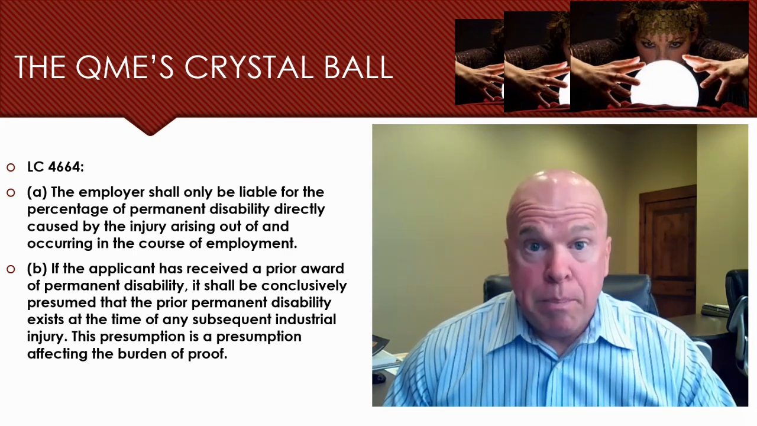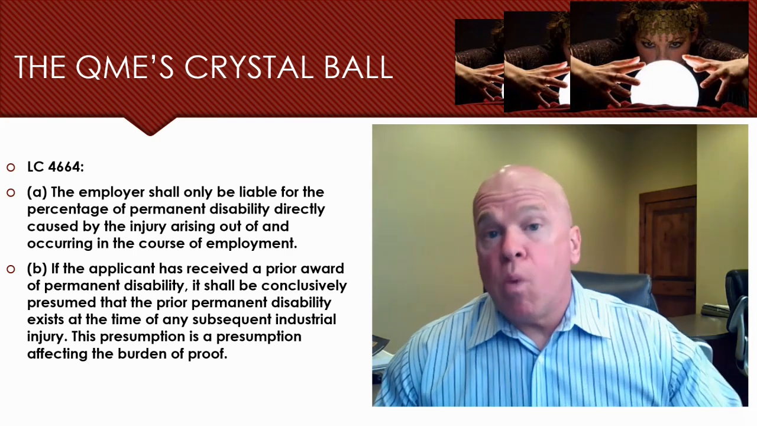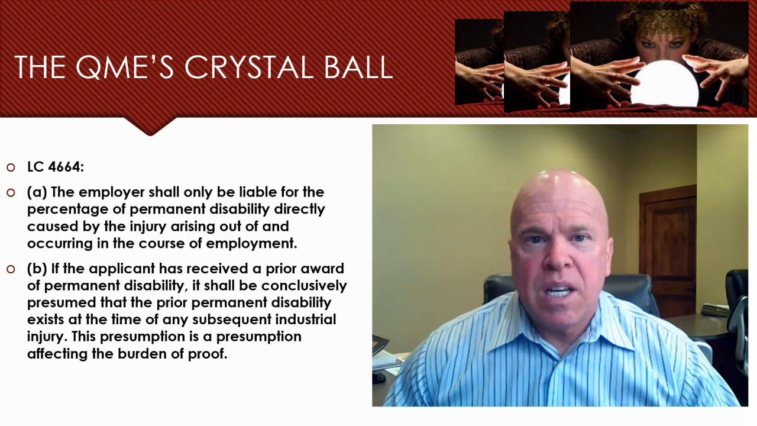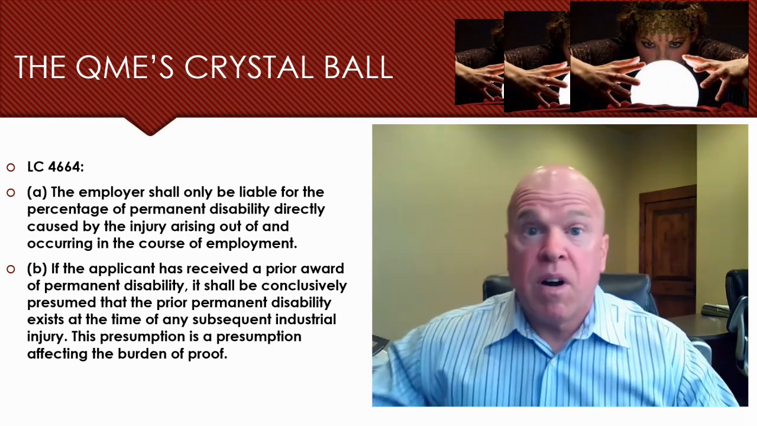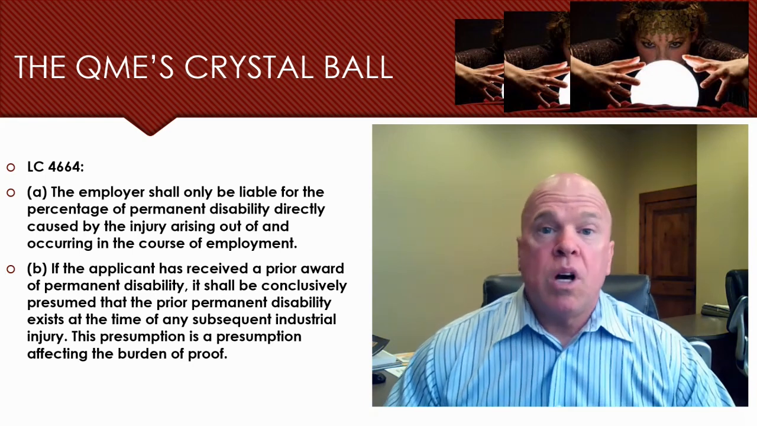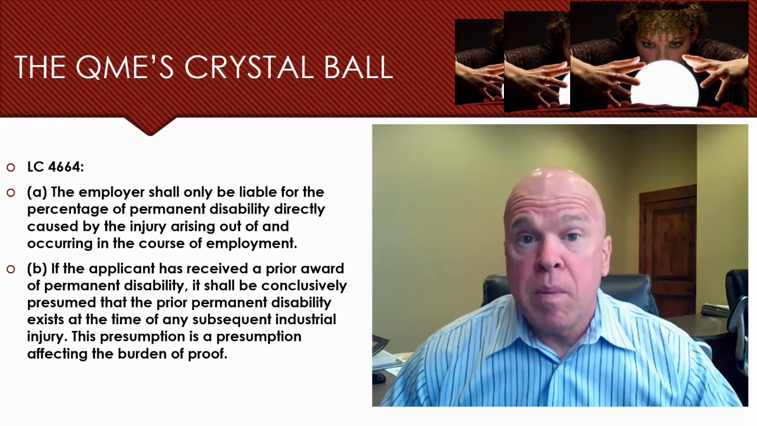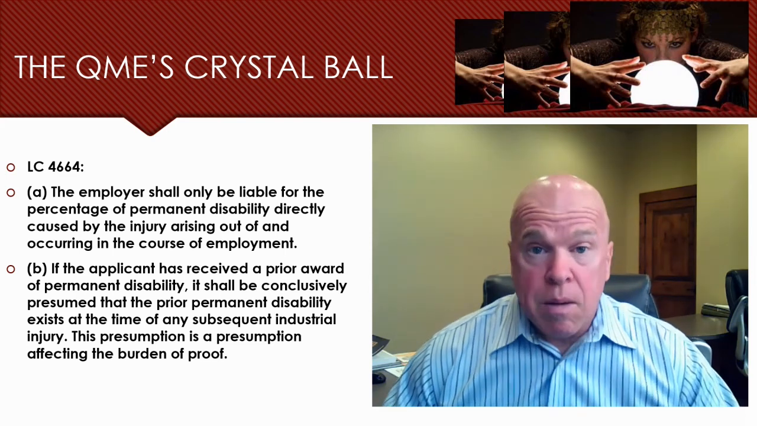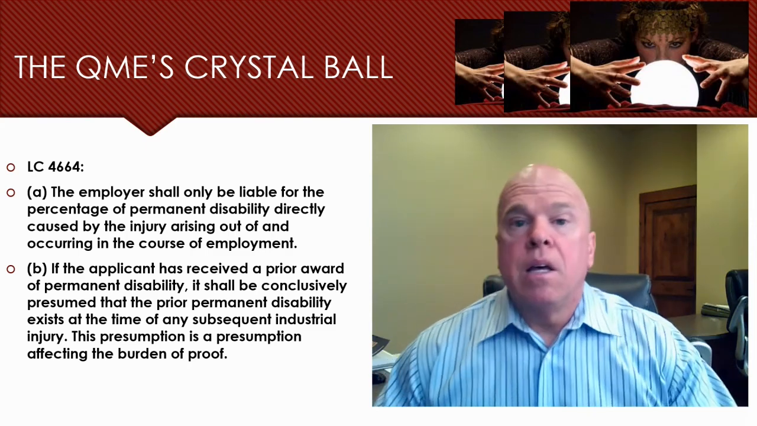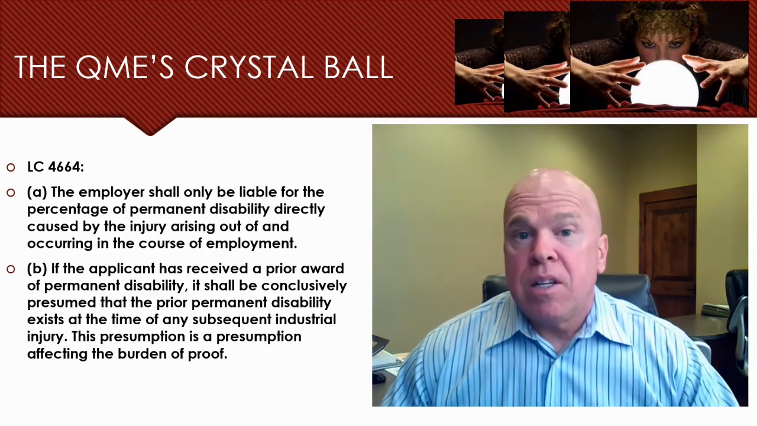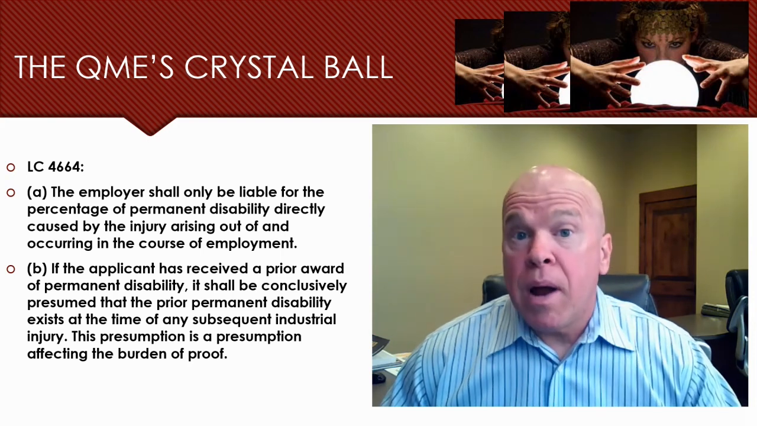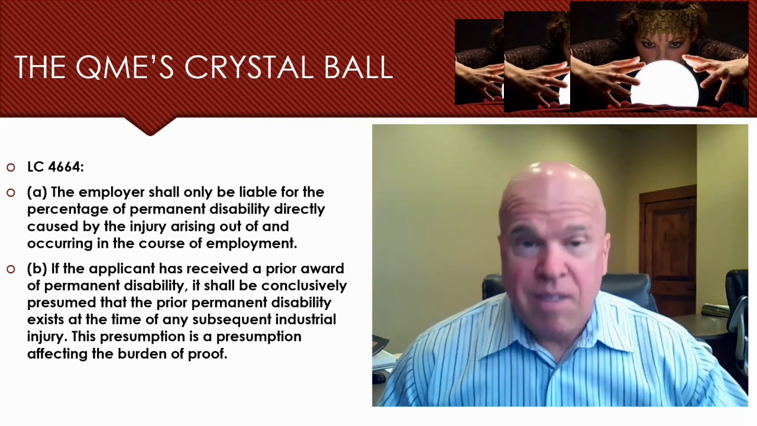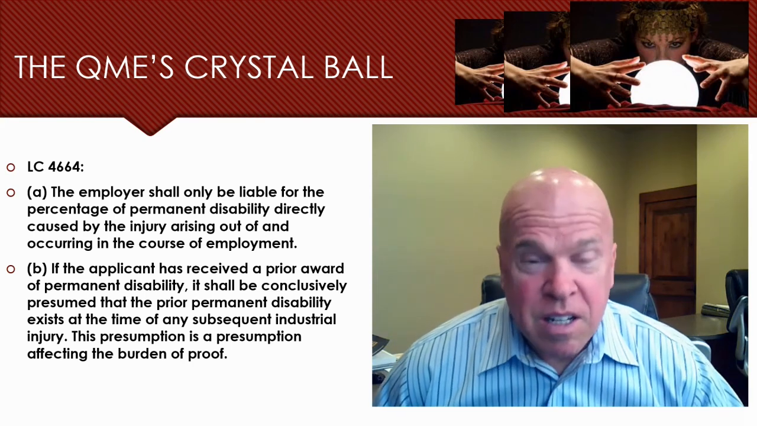It used to not be that if an examinee received a prior award of permanent disability, it was presumed that that permanent disability existed and persisted into the future forever. This is new. The new law tells us that if the examinee had a prior award of permanent disability, the examinee currently has the same permanent disability that they had when they were awarded that permanent disability. It tells us that if they had a prior award of permanent disability, then that disability existed even at the time of the current industrial injury.